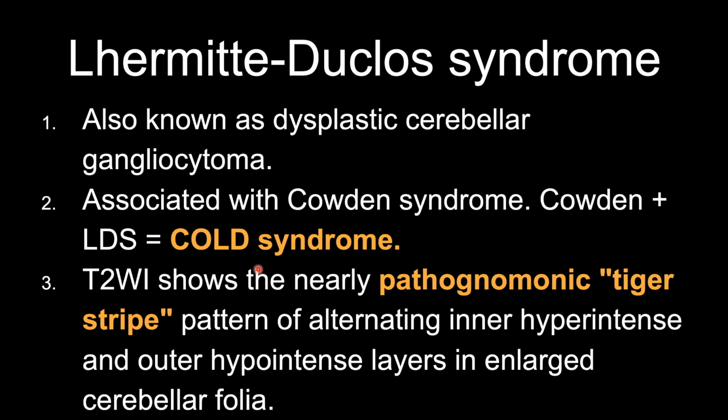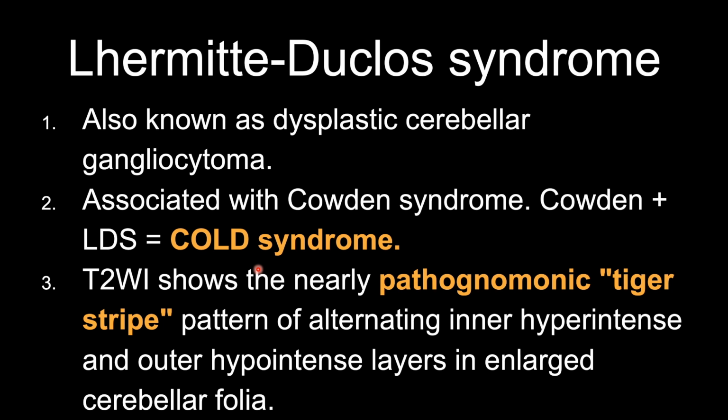It is a hamartoma or a neoplasm. There is controversy whether we should call it a hamartoma or a neoplasm, but these are typically very slow growing tumors. They are commonly associated with Cowden syndrome, and when they occur together, the term used is COLD syndrome. So CO for Cowden and LD for Lhermitte-Duclos syndrome.